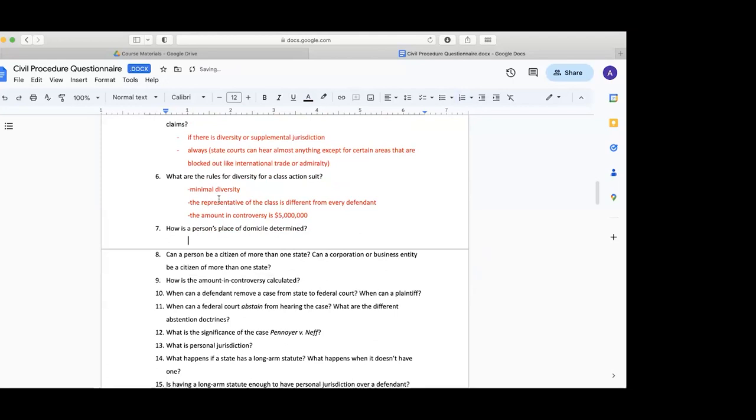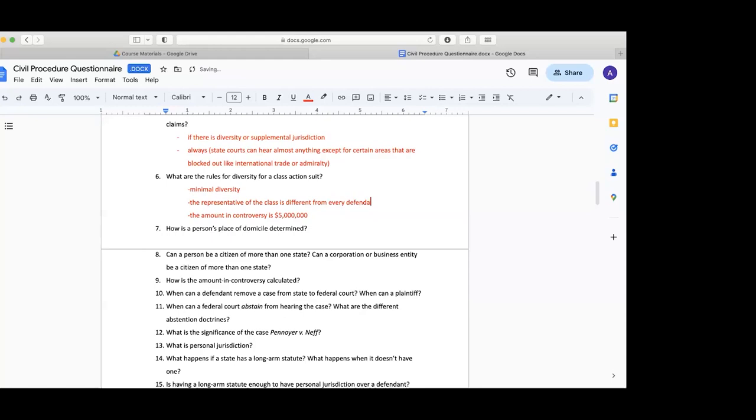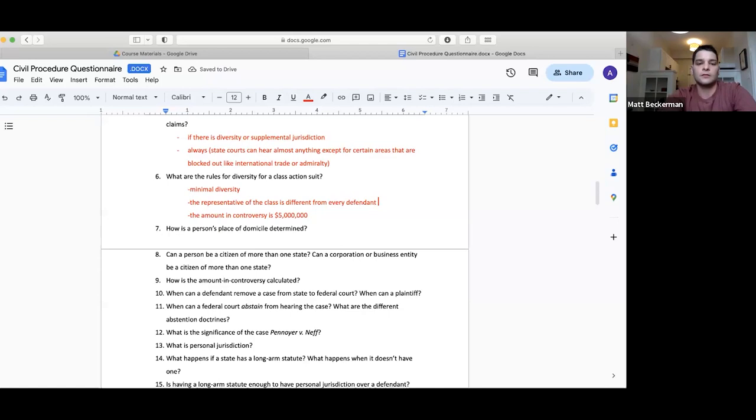Excuse me, Andrew. Are you sure that's supposed to be the representative from every defendant? No, well, I'm not sure. There's only one. The defendants probably aren't going to have a representative, only the classes have representatives. Was that right there? What did you write? Yeah, he put defendant. I'm just double checking. Let Matt look that up, and in the meantime, we'll move to 7.